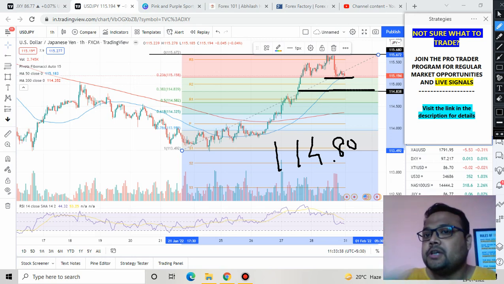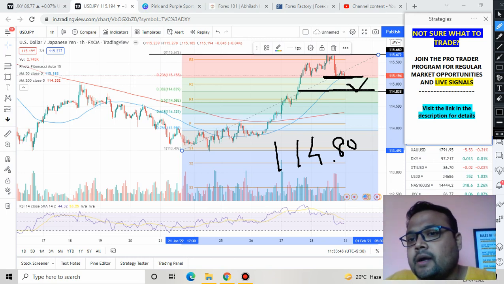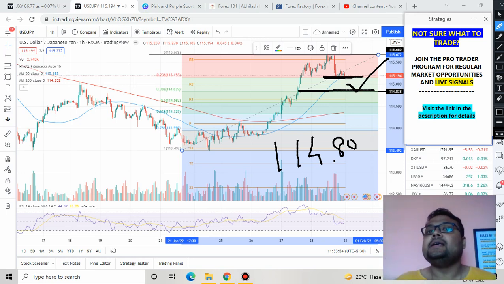Dollar is also bullish, USD JPY is also bullish. There is a good possibility that if market fails to respect the level, then USD JPY may bounce from 114.80 level, because this is a good retracement level and the trend is in your favor. Okay, so the first trading opportunity is this level, and if it fails, this is your second trading opportunity.